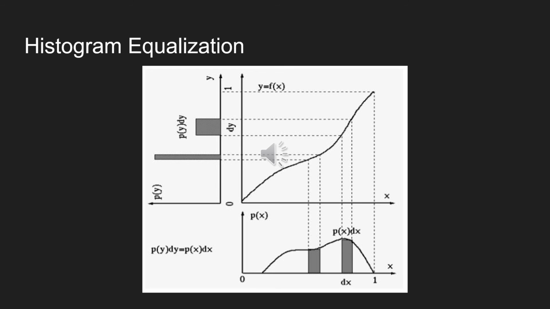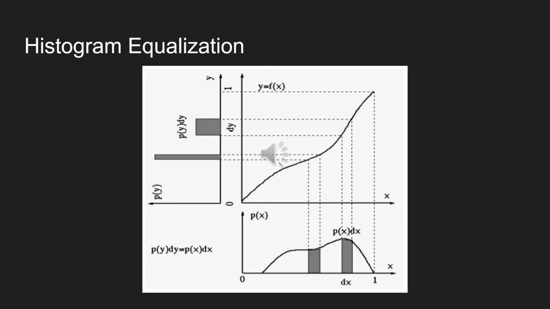So, to normalize the histogram, clearly we can see p of y should be equal to 1. So dy by dx will be equal to small p of x. Now we can integrate this function to get our transformation function y equals f of x. We'll assume y equals f of x to be equal to capital P of x after we have integrated the function dy by dx equals small p of x.